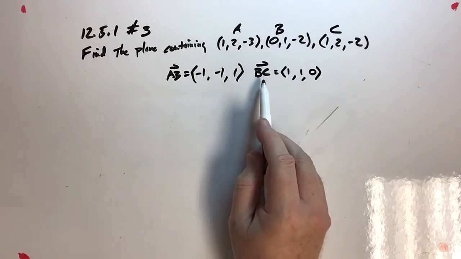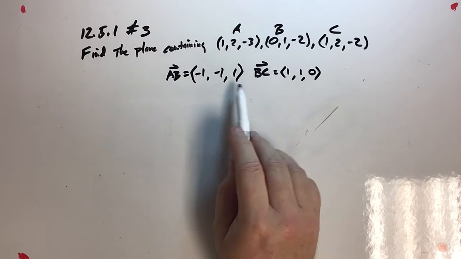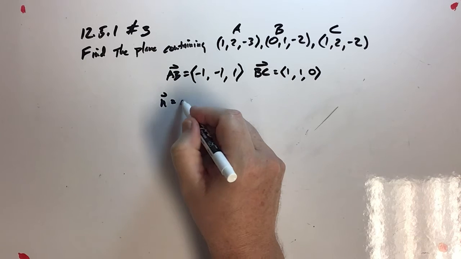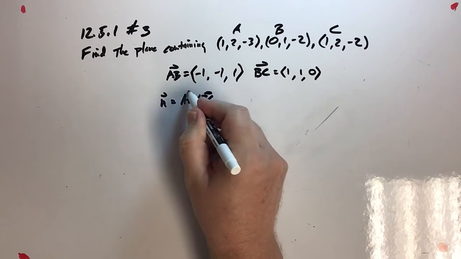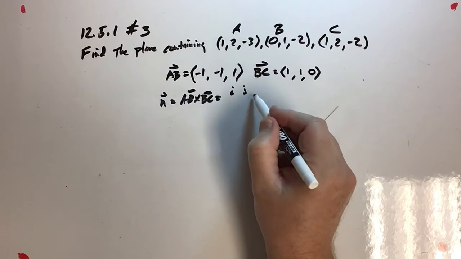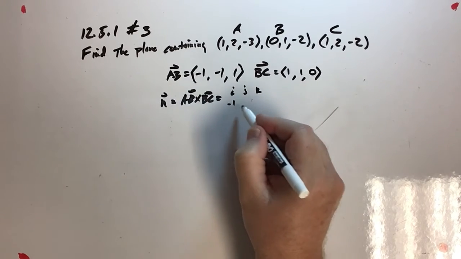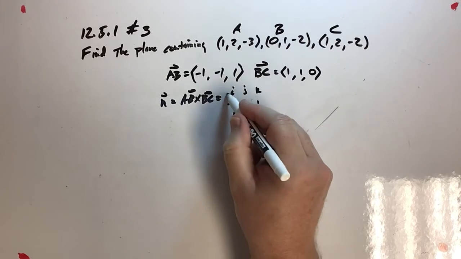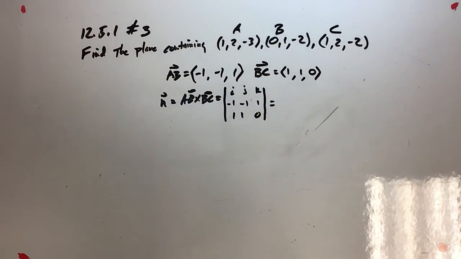So there's AB and BC, and if I take their cross product, that will be a vector perpendicular to both. That will be the normal. So the normal vector will be equal to AB crossed with BC, and of course that will be equal to i, j, k. I'll build my little 3 by 3 matrix. The first vector, -1, -1, 1, and the second vector, 1, 1, 0. And I need to take the determinant of that matrix, and that will give me the 3 components.